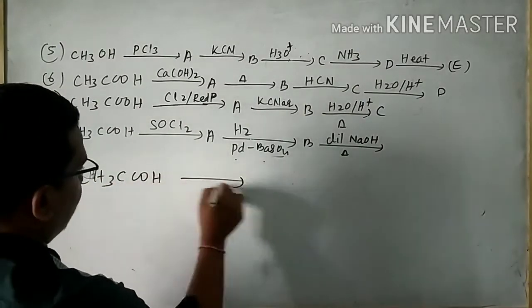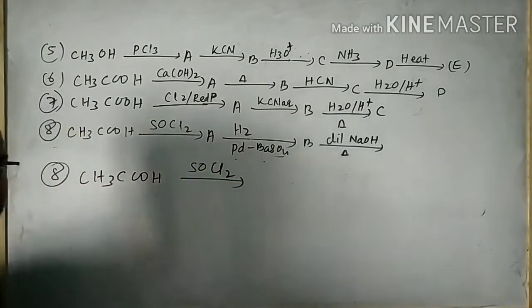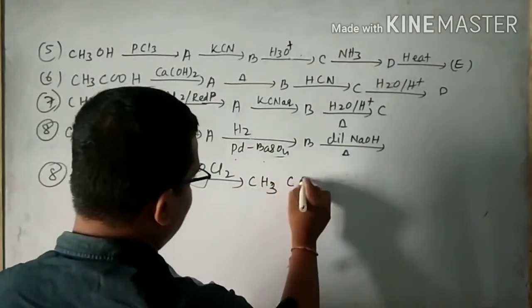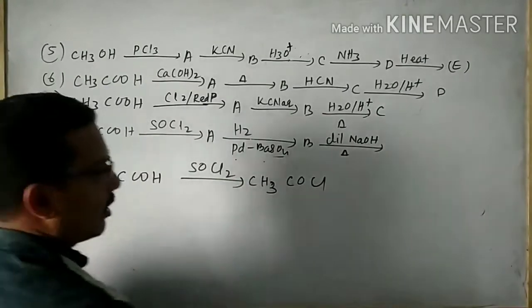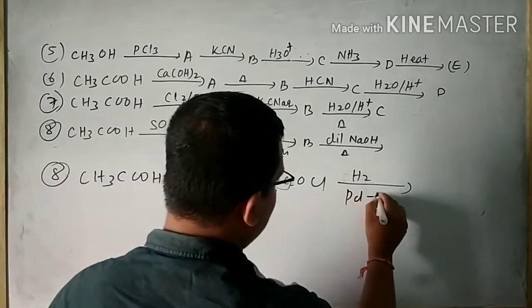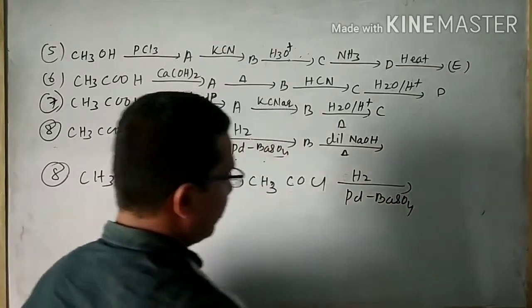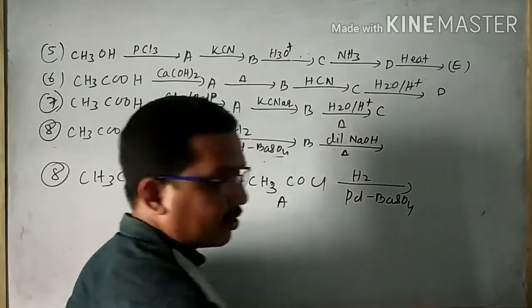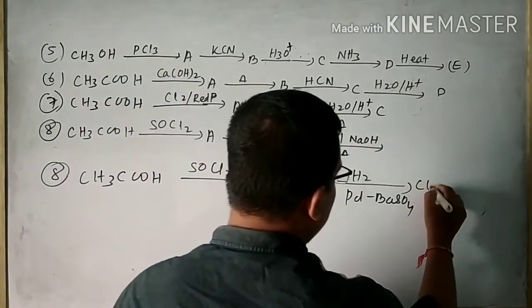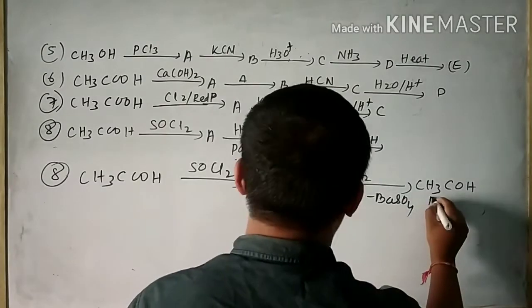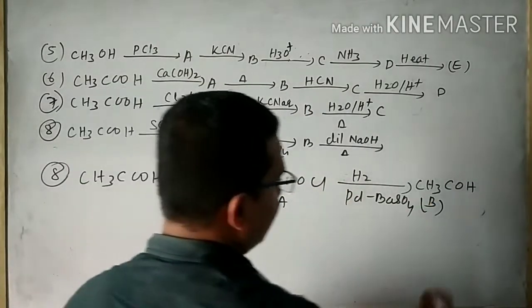CH3COOH is subjected to reaction with SOCl2. That means acid chloride is formed, CH3COCl. Now it is subjected to reaction with H2, palladium barium sulfate. That is your Rosenmund reduction reaction. It is your product A. In Rosenmund reduction reaction, aldehyde is formed. That is CH3CHO. That is said to be B.